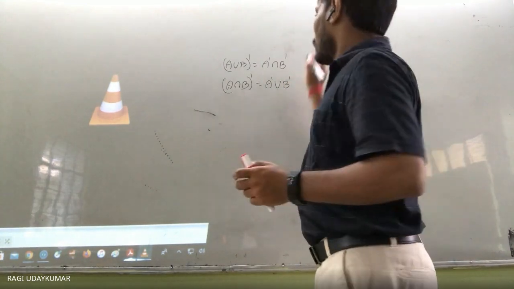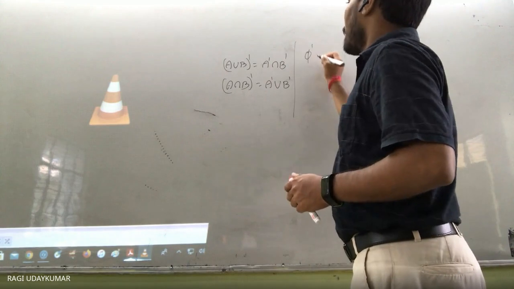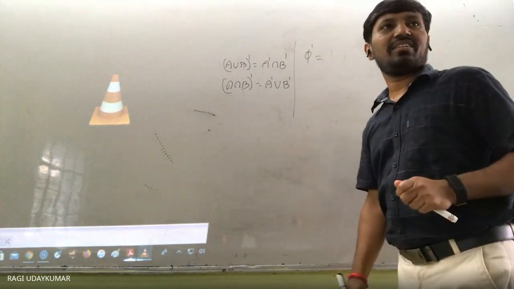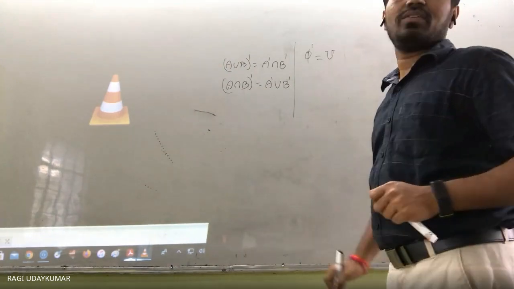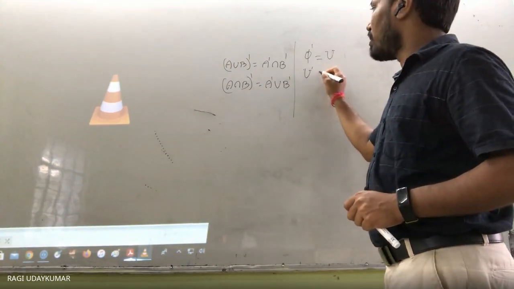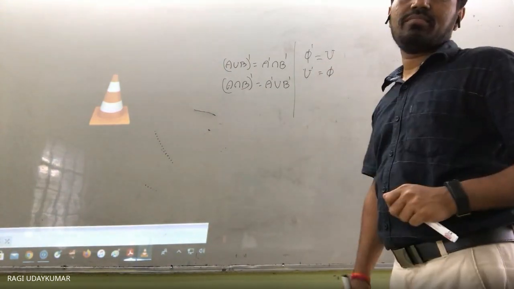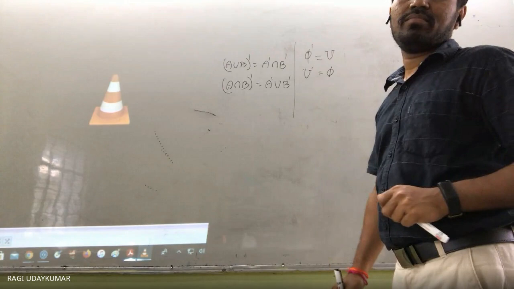Okay, so what is the complement of the empty set? The complement of the empty set is the universal set. The complement of the universal set is the empty set.